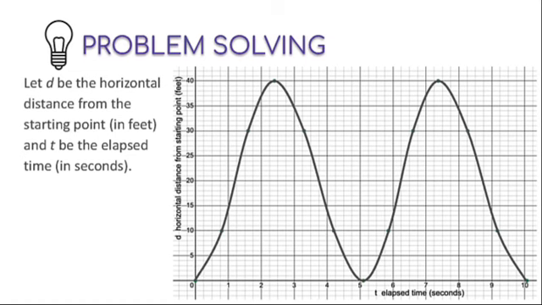We start by defining our variables. We let D be the horizontal distance from the starting point in feet, and T be the elapsed time in seconds. We label our axes appropriately.